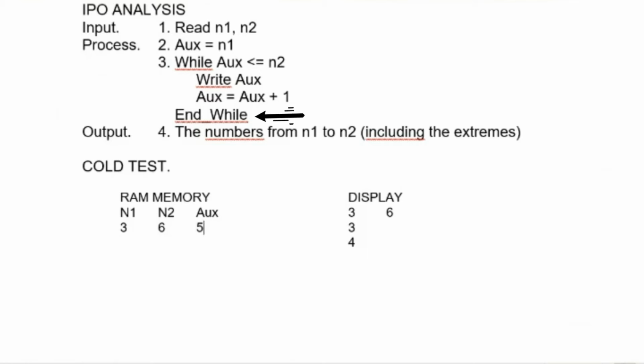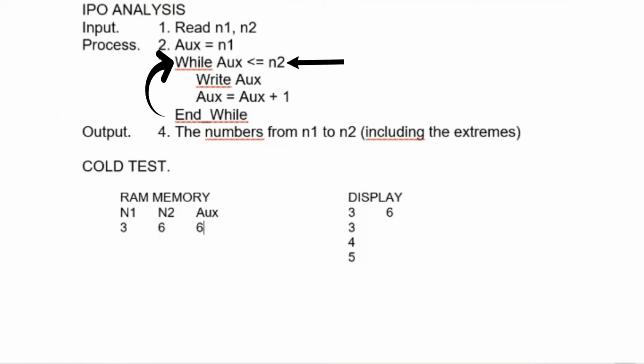Then end while. So you go to the while instruction. While aux less or equal than N2. That means while 5 less or equal than 6. The answer is true. So write aux. Aux is equal to 5, and then aux is equal aux plus 1. 5 plus 1 is 6.